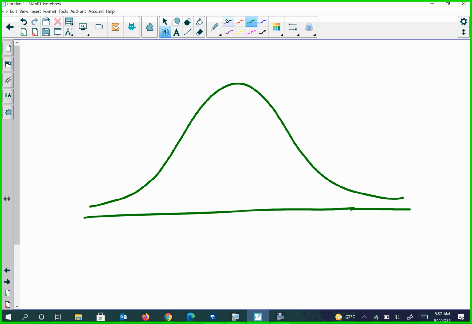Somebody who did the information, what was the average X bar?